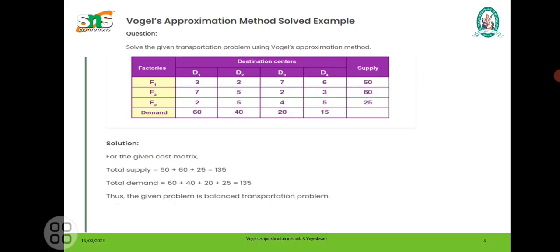Vogel's approximation method, solved example. Solve the given transportation problem using Vogel's approximation method. Factories F1, F2, F3 and destination centers D1, D2, D3 and D4. Supply is 50, 60, 25 and demand is 60, 40, 20, 15. For the given cost matrix, total supply is 135 and total demand is 135. Thus, the given problem is a balanced transportation problem.